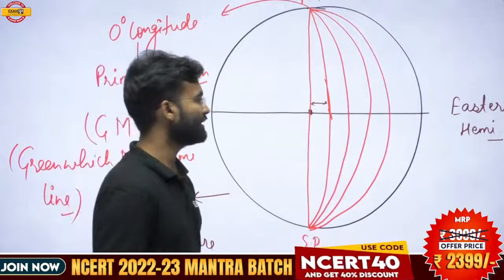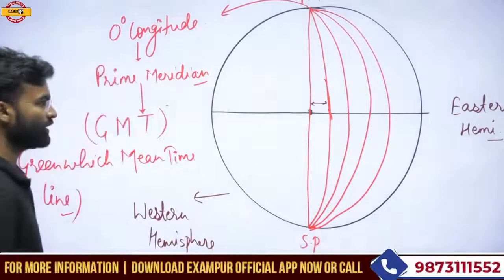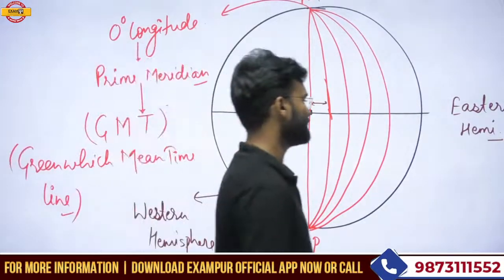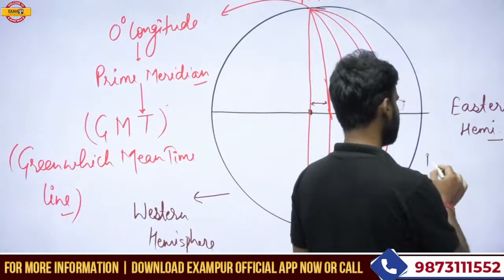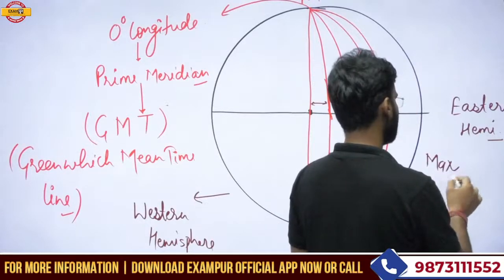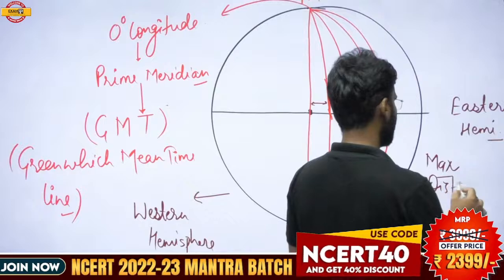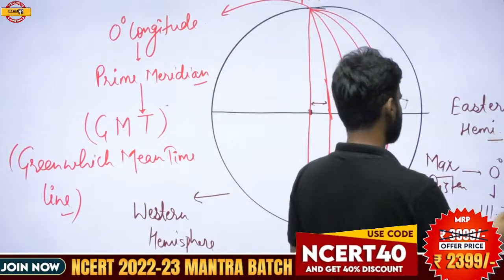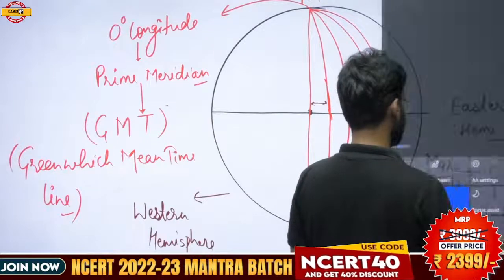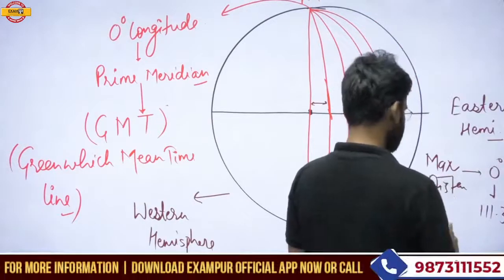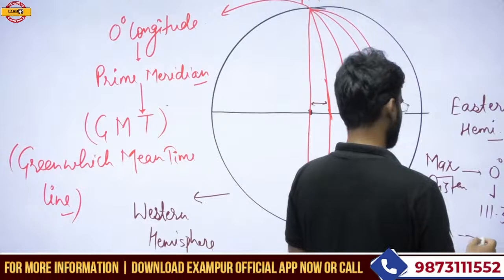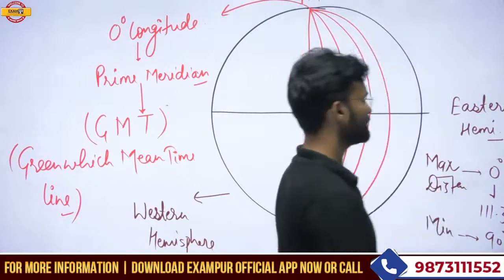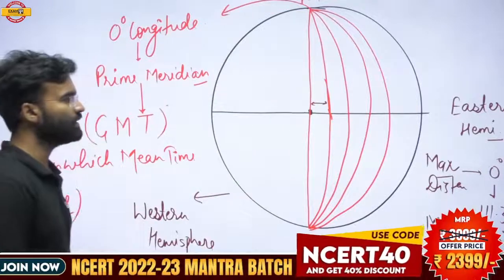So you should know about this. The longitudinal lines are not parallel lines, and the distance is varying. The maximum distance between two longitudes is always on the equator, and the distance between two longitudes there is 111.32 kilometers, and the minimum distance is always at the poles, and that is zero. Okay, that is zero.